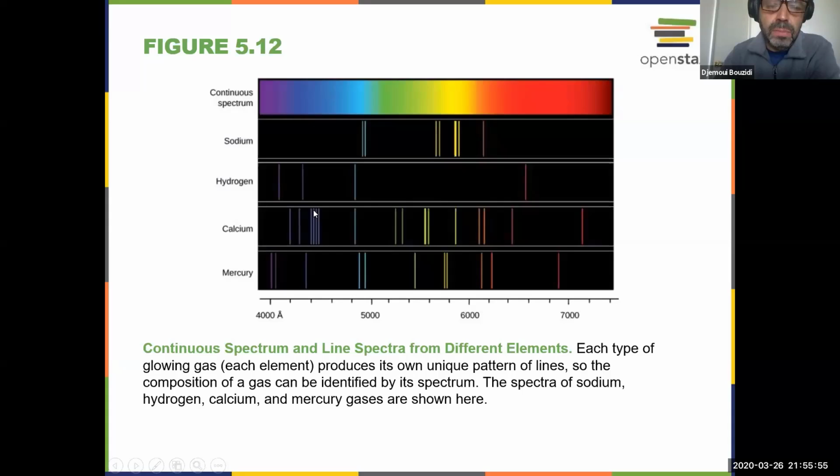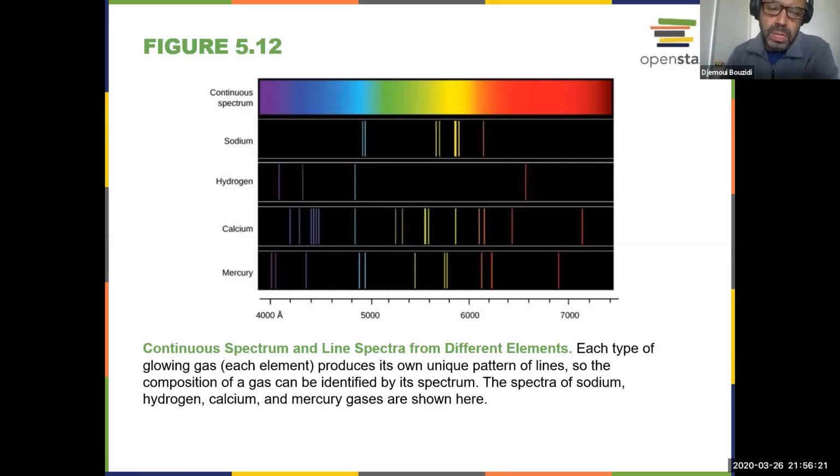But as you see more and more lines, you can identify the specific material the light comes from. So spectral analysis is a very, very powerful tool that is used not just in astronomy, but used extensively everywhere in science and actually forensics and everywhere else to analyze the properties of different components.